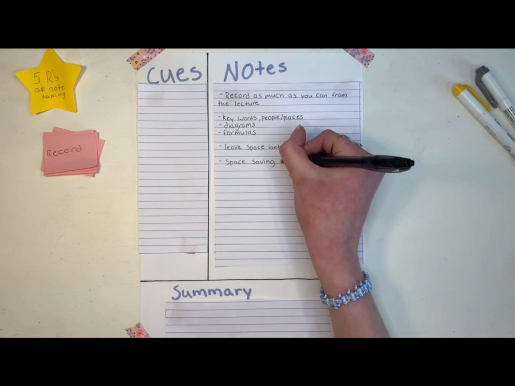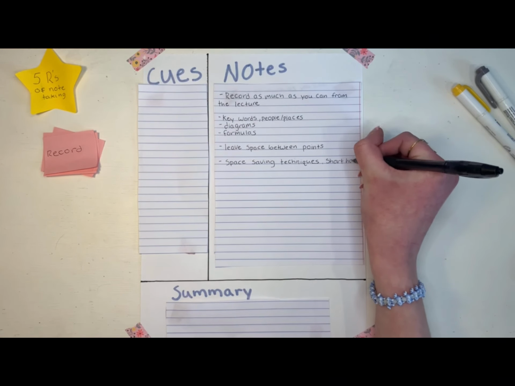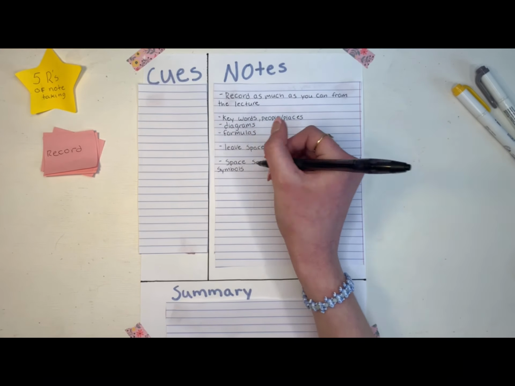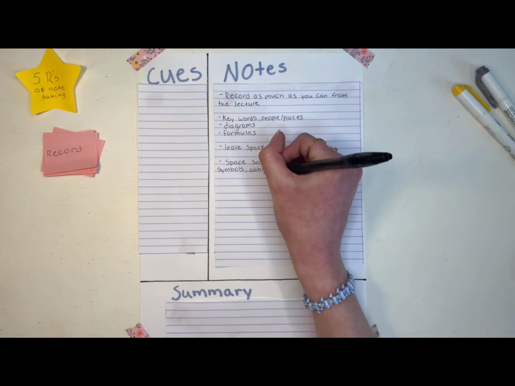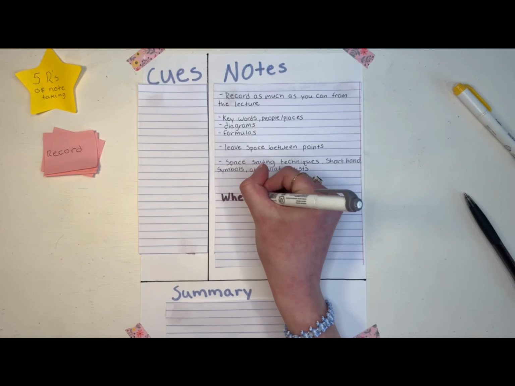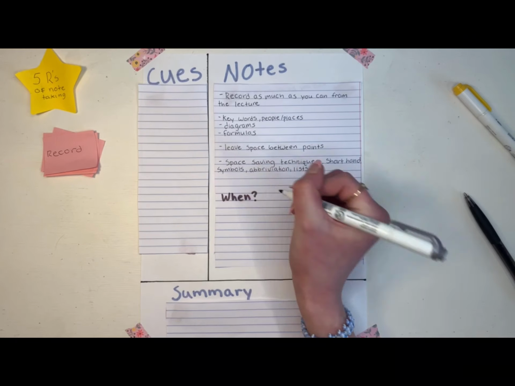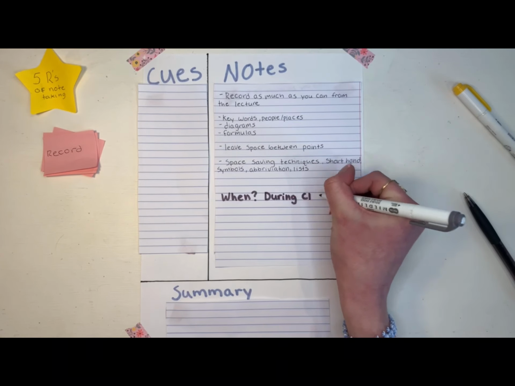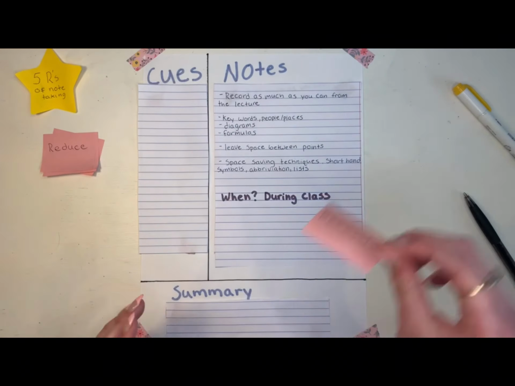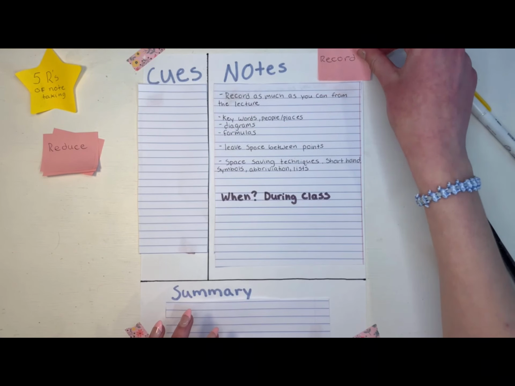So some space-saving techniques include shorthand, symbols, abbreviations, and lists. So when do you write in this section? You write this during class, so when the lecture is happening. And this goes along with the record part of the 5 R's.